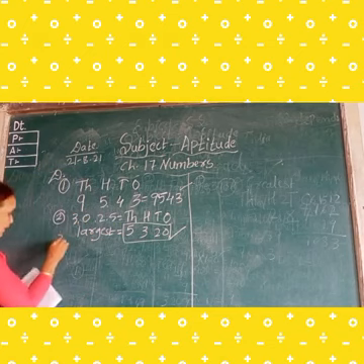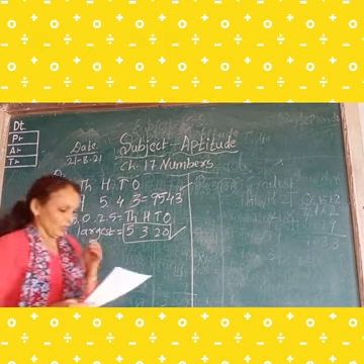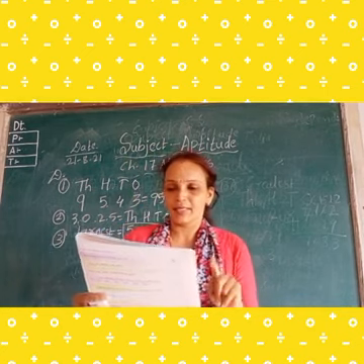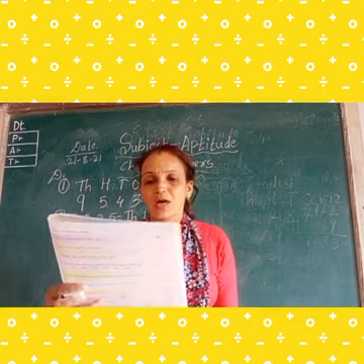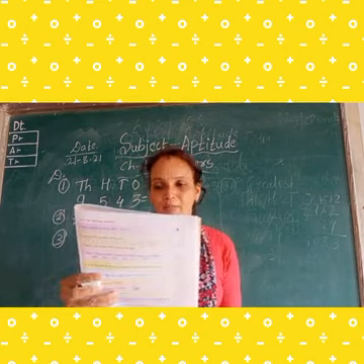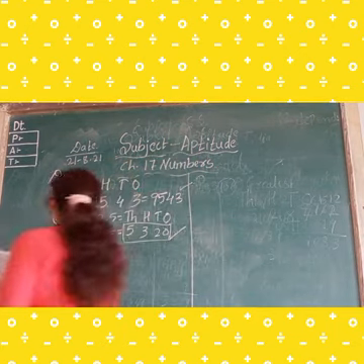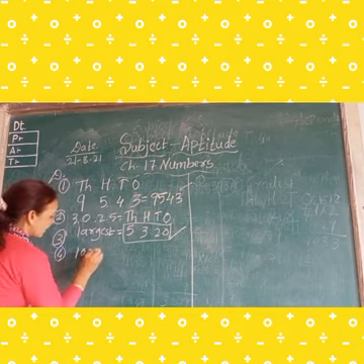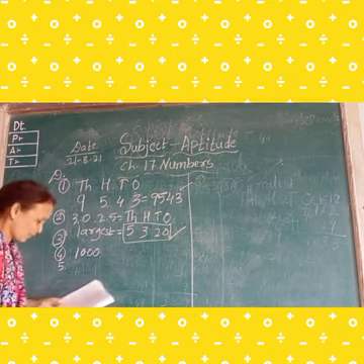Number 3. The sum of two numbers is 1000. The difference is also 1000. Write both numbers. So it is 1000. Our answer is 1000.